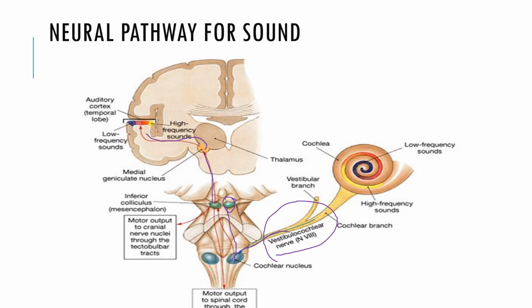Now, one thing to note is that different regions are going to be activated within the temporal lobe based on frequency. So low frequency sounds are going to be perceived towards the lateral portion of the temporal lobe, whereas high frequency sounds are going to be perceived more medially.